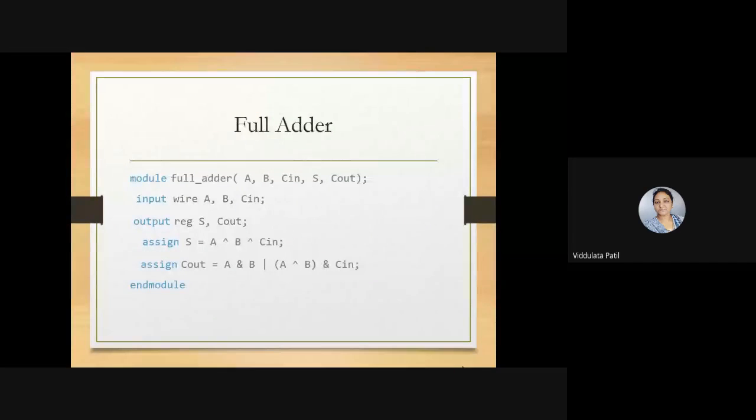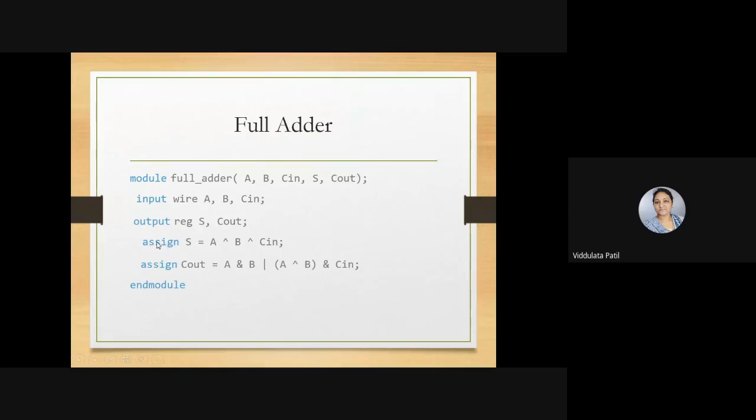Again, I'm telling you here I have used input port first and output afterwards. But keep a practice to define output port first. Okay. Then input, that is a wire A, B and C, and then output register, that is S and C out. Okay. So these are the output ports.